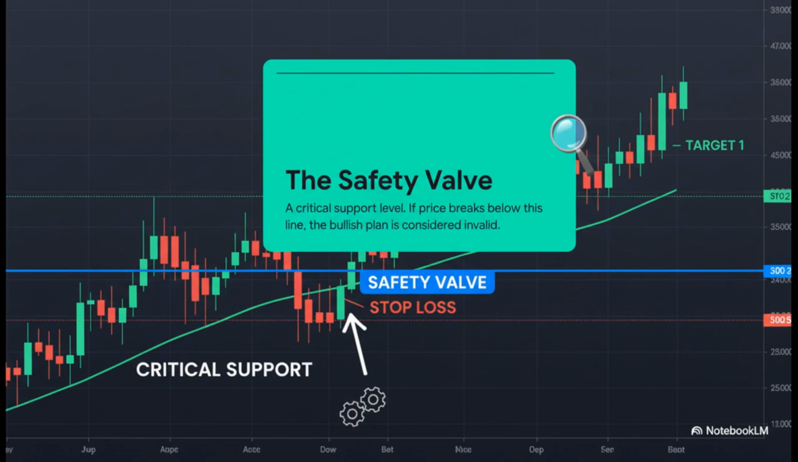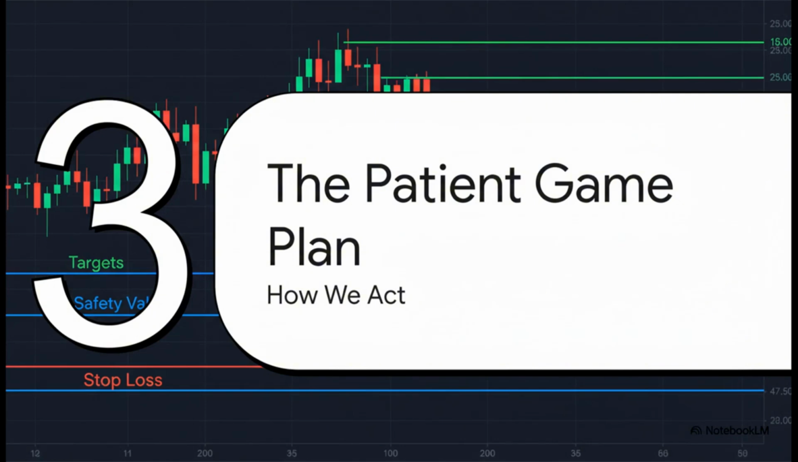Seriously, this is everything. Before we even think about buying, we have to define our line in the sand. I want you to literally imagine drawing a bright blue line on your chart. This is our make or break support level. If the price stays above it, our plan is valid, we're good to go. But if it breaks below that line, the entire plan is invalid. We just walk away. No emotion, no second thoughts. That's your safety valve.